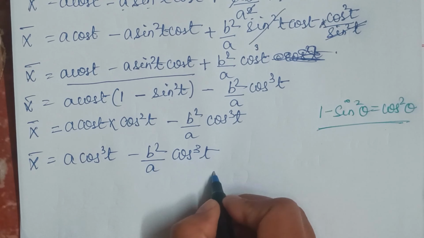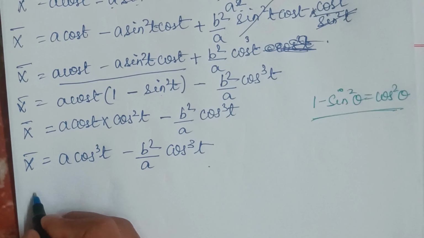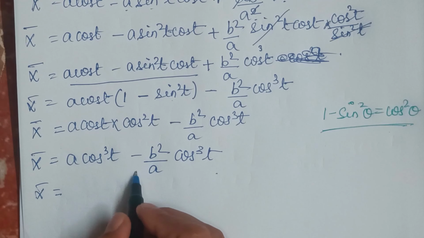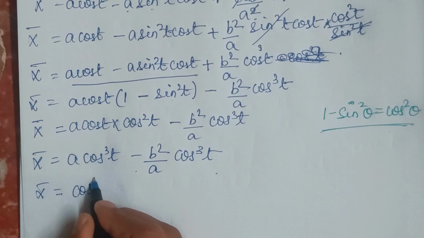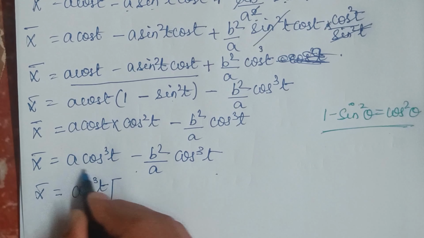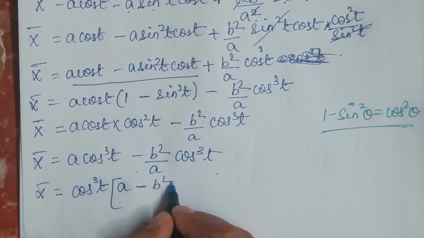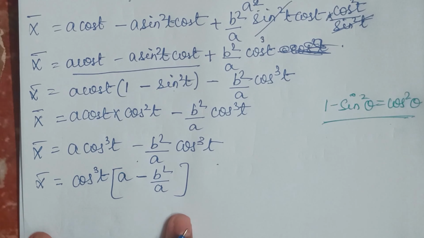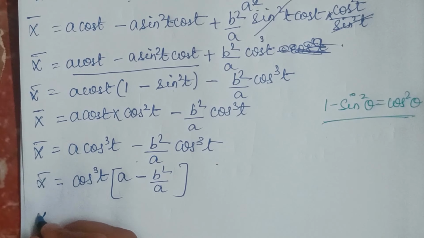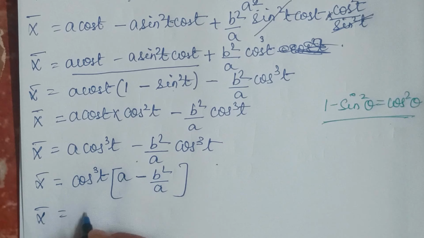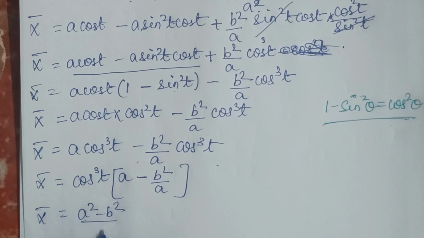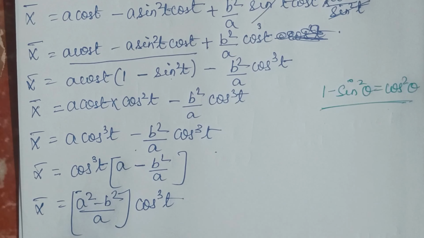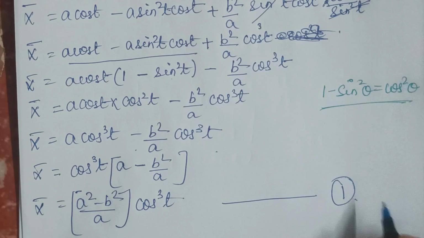So till here we have found it. Now what we have to do next is, x bar is equal to, this can be written as, I will take cos cube t common. If I take cos cube t common, what I have is a minus b square by a. This is the common. So I can write this as x bar is equal to, I'll cross multiply, so it will become a square minus b square whole divided by a into cos cube t. So hence I will consider this as my equation 1.